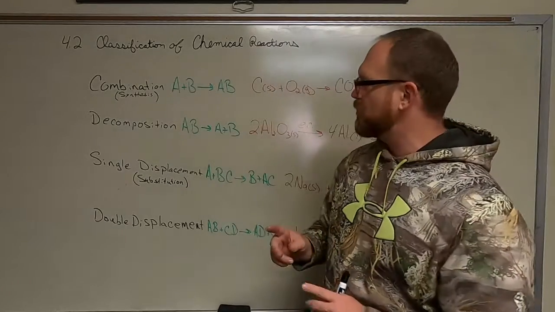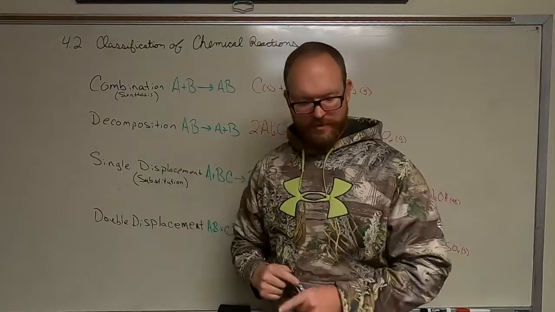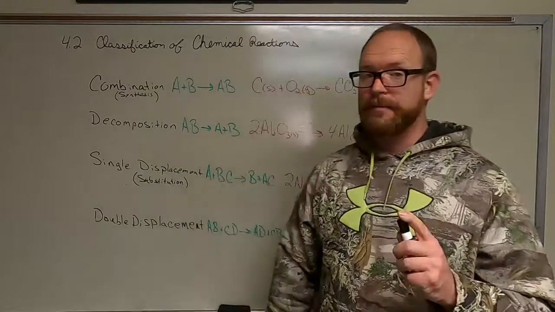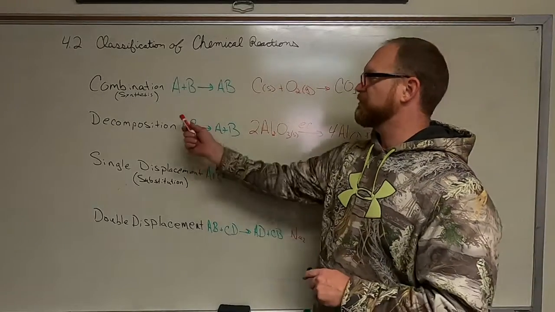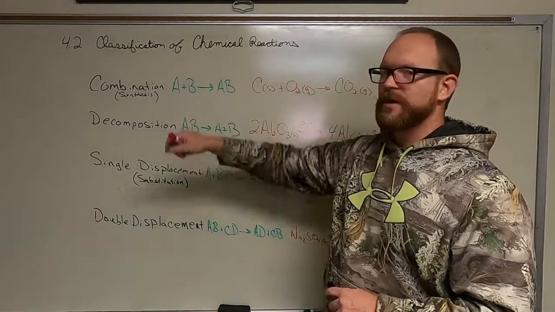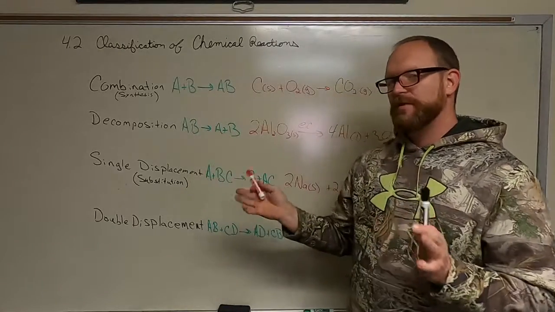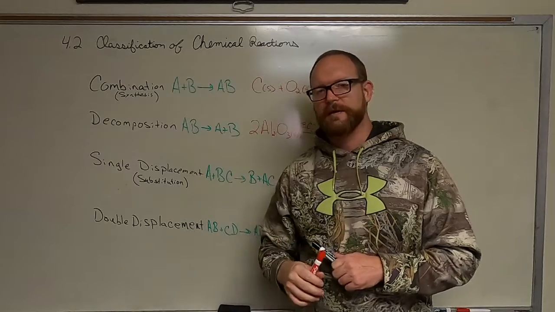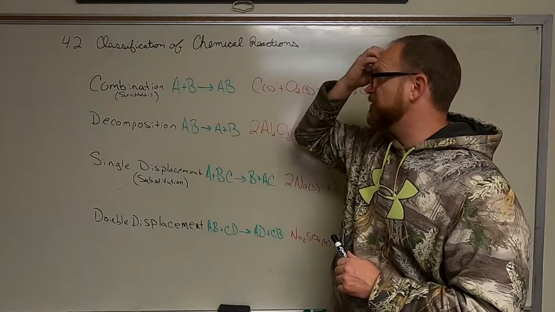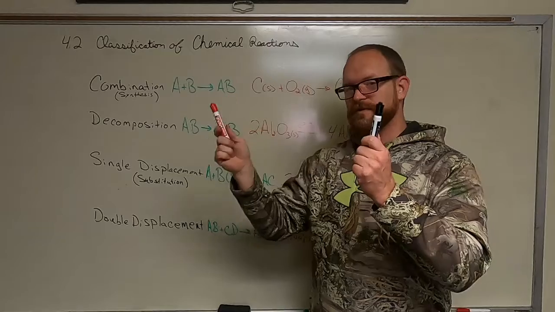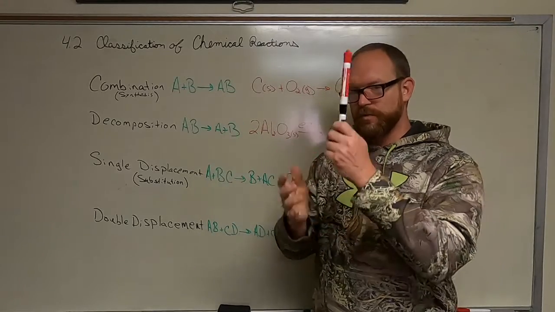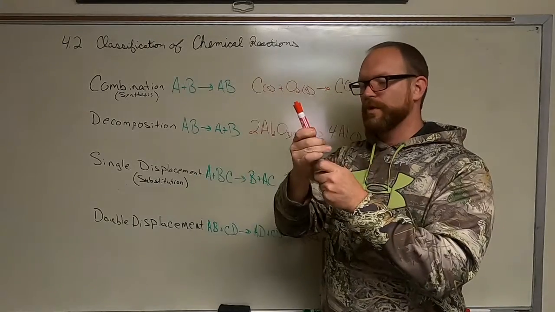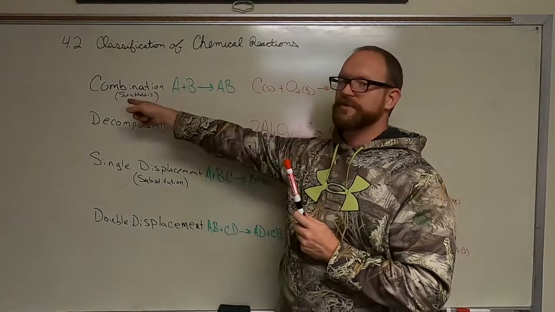A reaction where two or more substances come together in order to form one substance is called a combination reaction. So you can see right here, let's say we have A plus B. And however the reaction occurs, there are different ways for that to happen, but this reaction does occur, and two different substances come together to form one substance. Two reactants forming one product is called a combination.